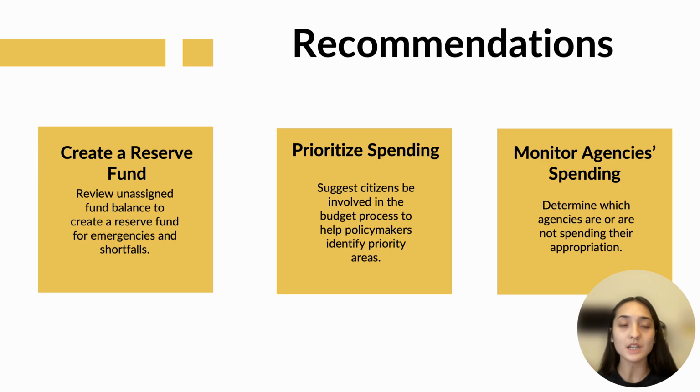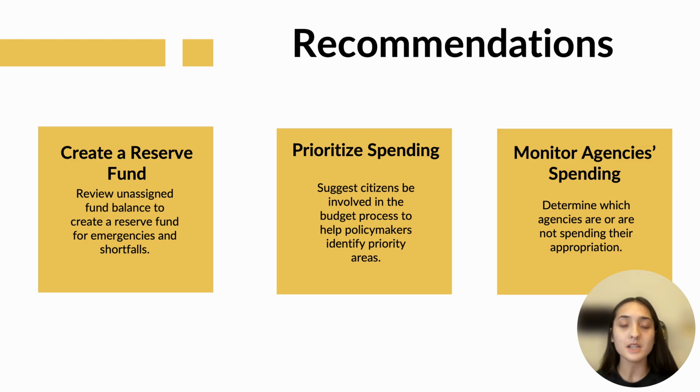The first recommendation is to create a reserve fund. So the Government of Guam can place these surpluses in a reserve fund for emergencies and shortfalls in the future or for other governmental funds. By reviewing their unassigned fund balance, it does show a negative, which means that the government is not fully utilizing these surpluses to help other departments of the government and fully utilize their resources.